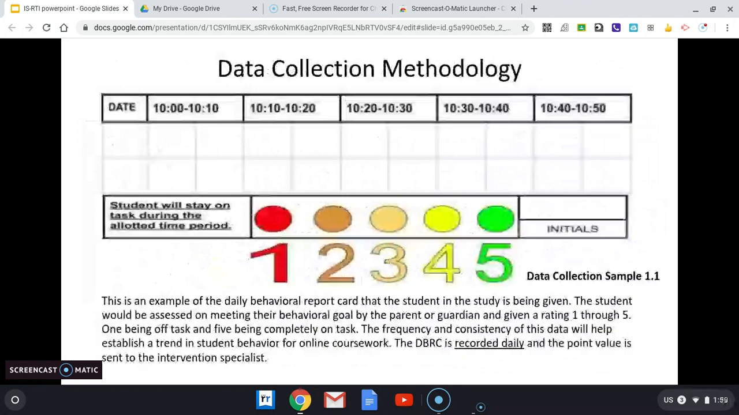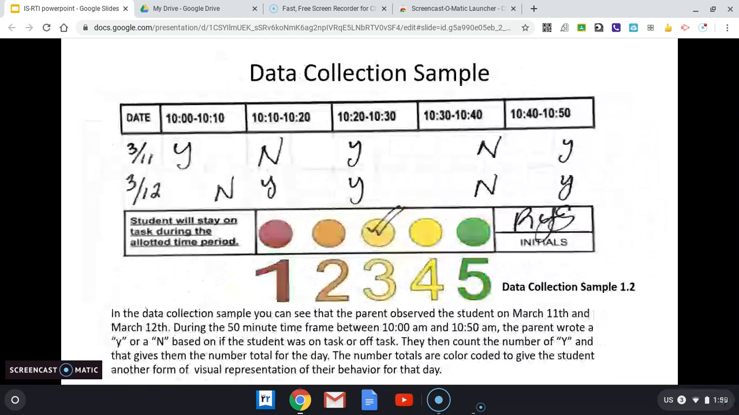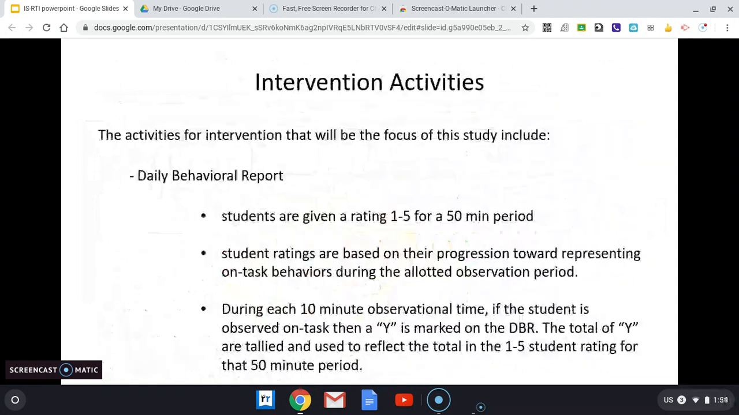The bottom left is the targeted behavior. In the bottom right, this parent would initial it and then send it back. Each sheet covered 2 days. Here's an example done on March 11th and March 12th. You'll notice that there are 3 Ys for March 11th and then 3 Ys for March 12th. Therefore, the parent checkmarked the 3, which would indicate that there were 3 times they were observed on task. And then they initialed it and sent it back to the school.